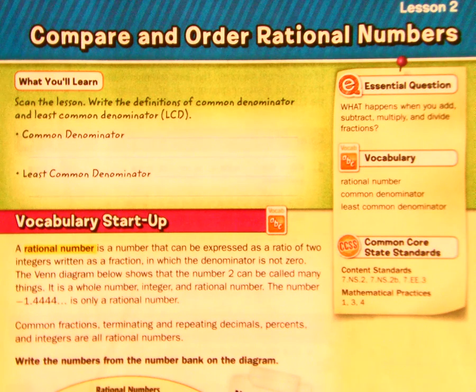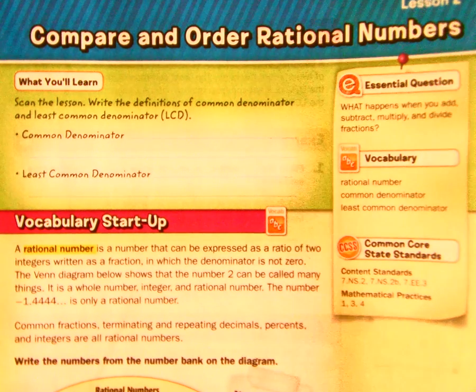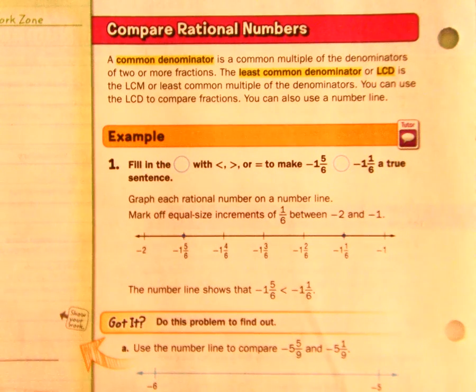Lesson 4.2, compare and order rational numbers. A rational number is a number that can be expressed as a ratio of two integers written as a fraction in which the denominator is not zero. So again, a rational number can be expressed as a ratio of two integers as a fraction, but our denominator can never be zero. So the first thing we're going to do is compare rational numbers.